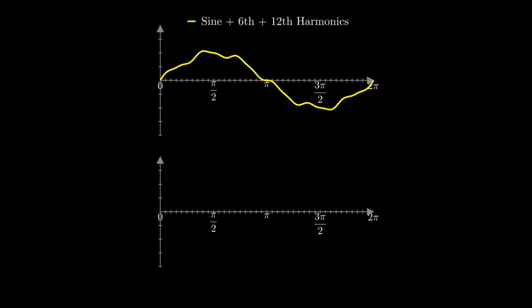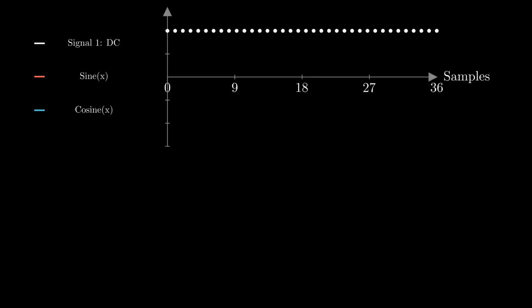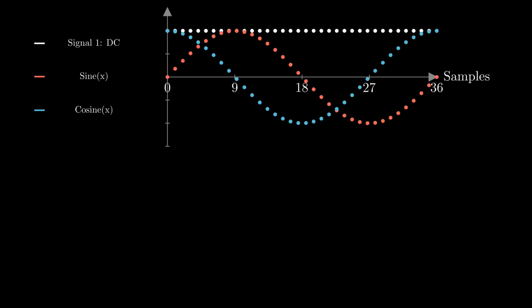The algorithm's first step is to detect whether a predetermined frequency exists in a signal. It does so in a way that's very similar, or maybe even identical, to a discrete Fourier transform. Let's say we have some DC signal. We sample this signal and multiply it by a sine wave and a cosine wave with a predetermined frequency.